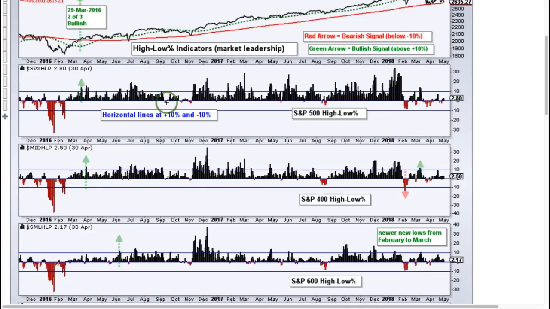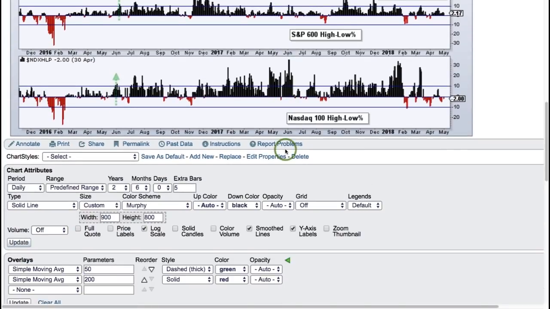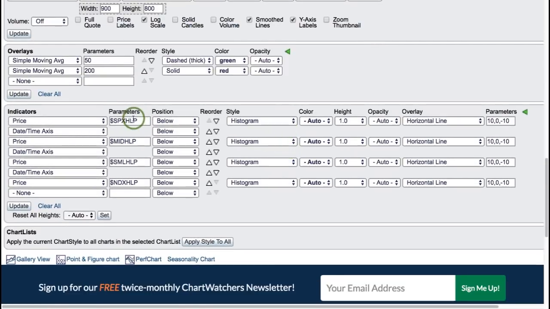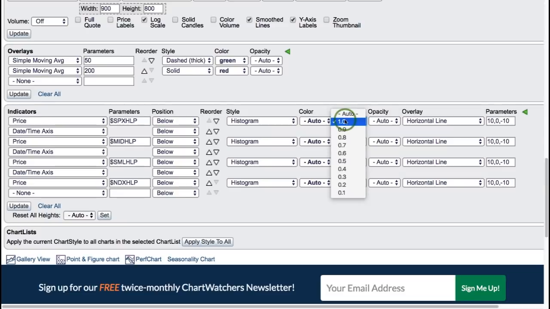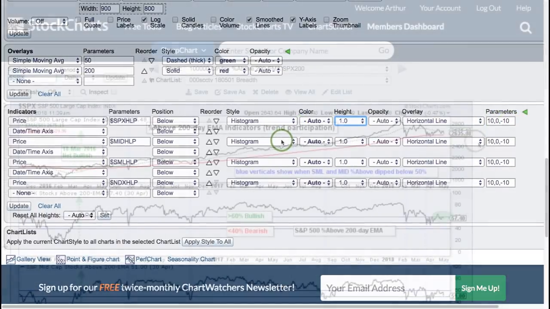And again, I didn't use the zero line because you can see if you use the zero line, you're going to get lots of signals. And that's why I created the bullish and bearish thresholds. The bullish threshold just above zero, plus 10%. The bearish threshold just below zero, minus 10%. And then if you look at the settings on this chart, it's very simple. High-low percent, SPX HLP. I did histogram for the format. The height is 1 because I like them all equal. And then I added the horizontal lines at 10, 0, and minus 10.